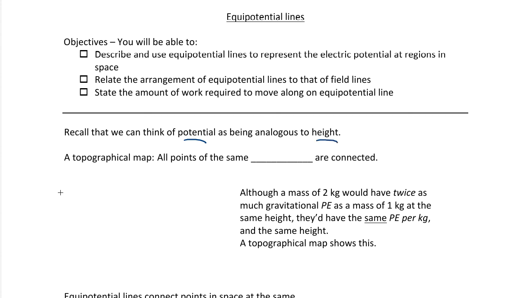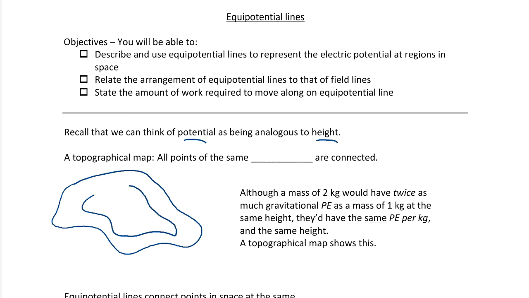You've probably seen topographical maps that look like this of landscapes where all points at the same height are connected by contour lines. They're a way of showing you the terrain. So this is a topographical map connecting all points of the same height on these contour lines. Let's consider this line here. If you were to walk around this line here, you'd be staying at the same height, and so your gravitational potential energy wouldn't be changing.